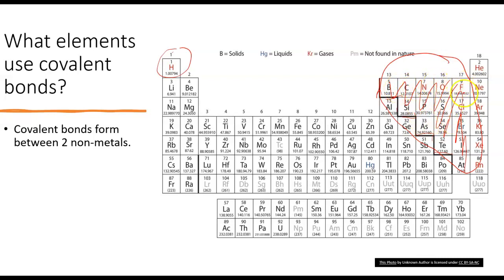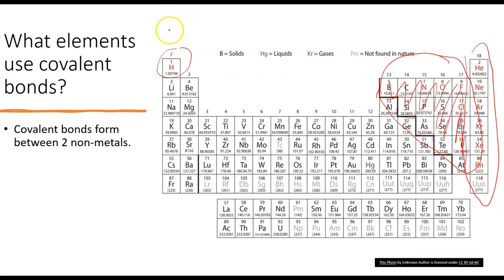So 1, 2, 3, 4, 5, 6, 7, 8, 9, 10, 11, 12, 13, 14, 15. We're talking about compounds that include just those 15 elements. Now remember, your noble gases have a full outer shell. They have 8 valence electrons in them, so they typically don't join with anything else because they're already full. They don't need to share. They don't need to get electrons to fill them up.